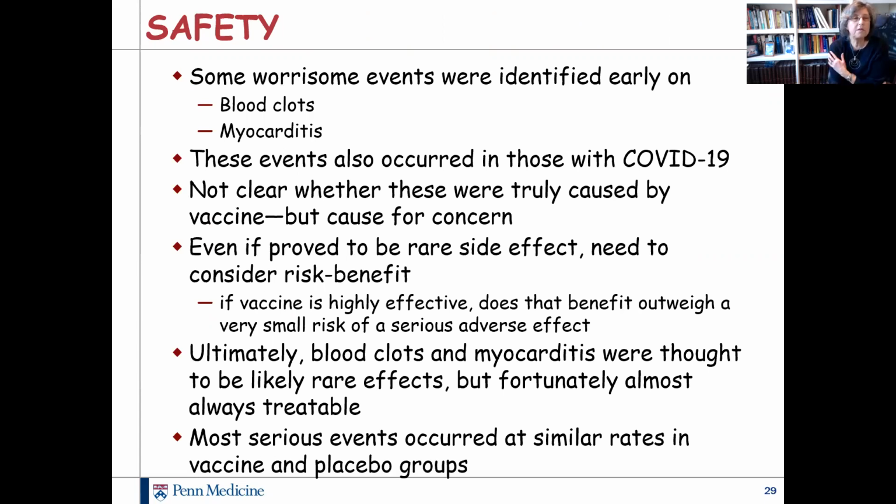There were some worrisome events identified early on, the thrombi, blood clots, myocarditis. These events also occurred in those with COVID-19. So initially it wasn't clear whether they were truly caused by the vaccine, but they certainly were cause for concern. And even if they proved to be a rare side effect, there was the risk-benefit issue. If a vaccine is highly effective, does that benefit outweigh the very small risk of a serious adverse effect? Ultimately, the blood clots and myocarditis were thought to be likely rare effects, but fortunately almost always treatable. Most serious events did occur at similar rates in the vaccine and placebo groups.